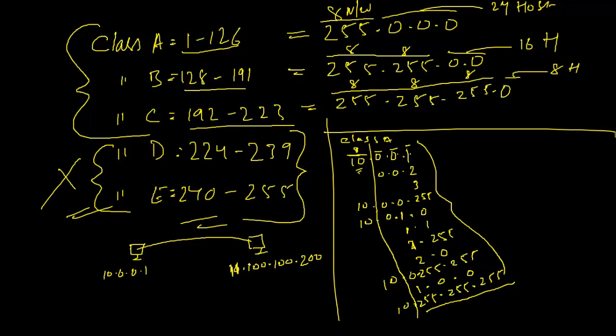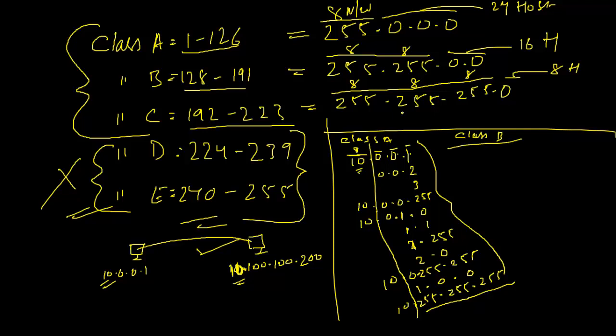Got it? In class A, if you are assigning class A IP addresses on two devices, make sure the first number is the same. If you change the first number, the two devices cannot communicate. Okay, if these two numbers are the same, it is going to communicate. Done. Same thing if you look at class B.